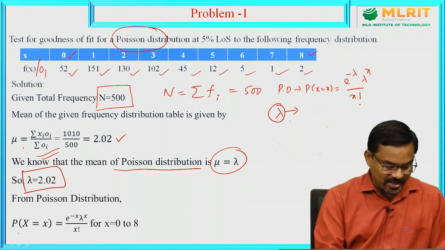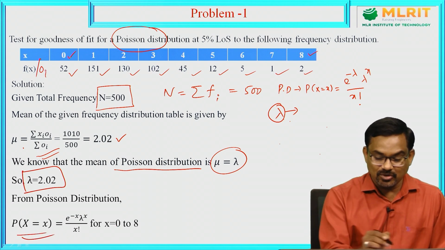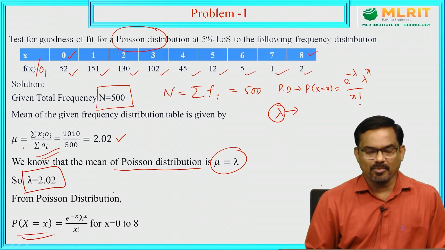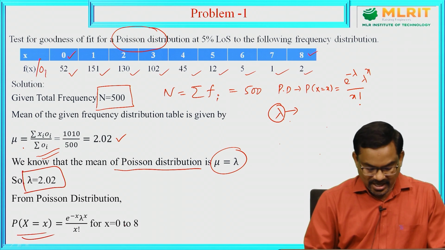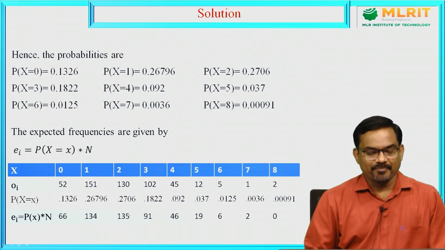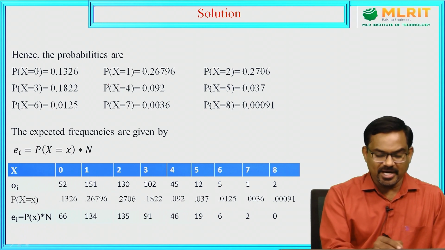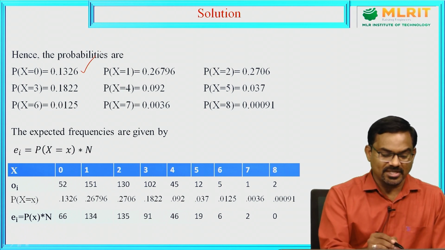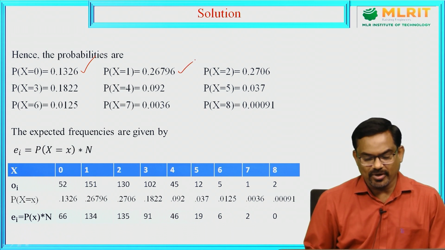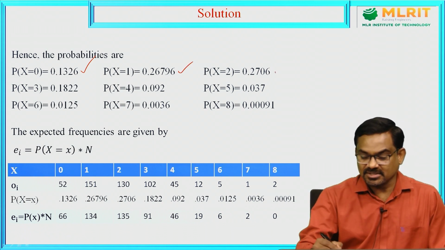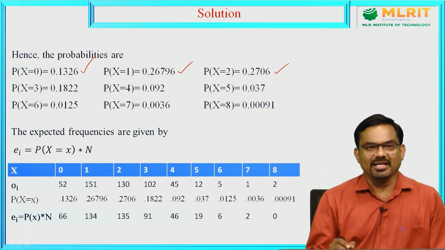We need to find these probabilities for different values of x from 0 to 8, a total of 9 probabilities, so we use the same formula to calculate all of them. By using the Poisson distribution formula, we have obtained the probabilities: probability of 0 successes 0.1326, 1 success 0.26796, 2 successes 0.2706 and so on. We can calculate all the 9 probabilities.